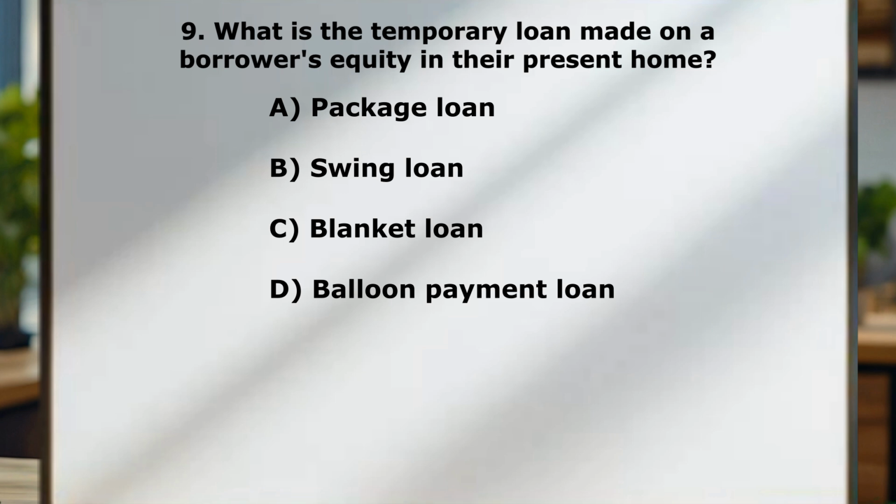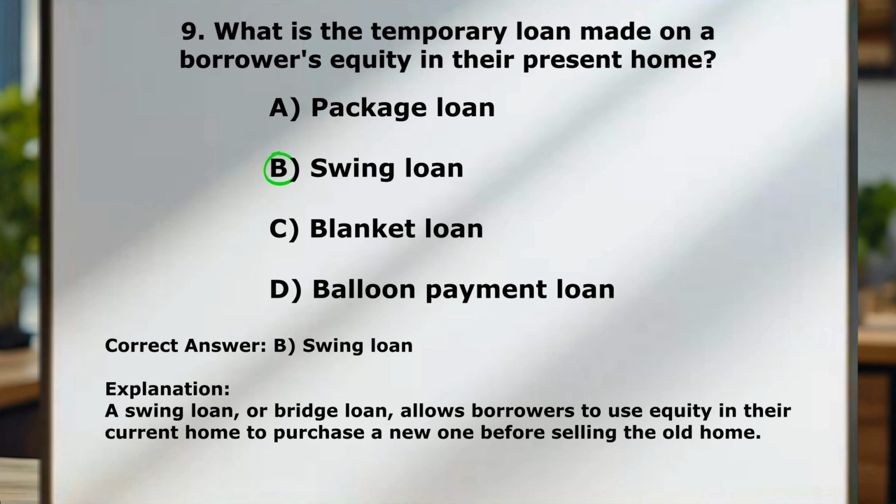A. Package loan. B. Swing loan. C. Blanket loan. D. Balloon payment loan. So the answer here is B, a swing loan. This is actually more commonly known as a bridge loan.